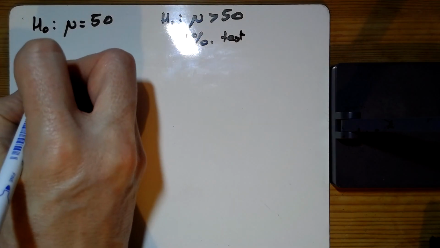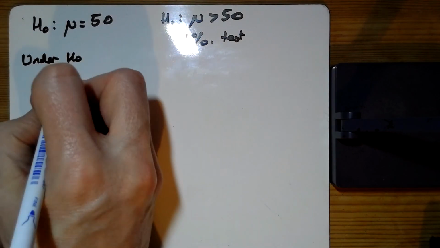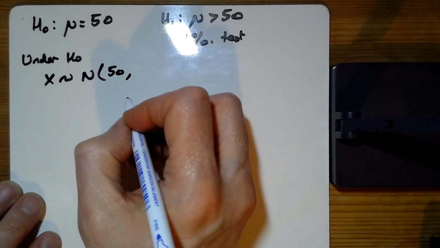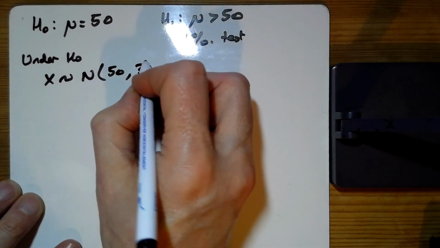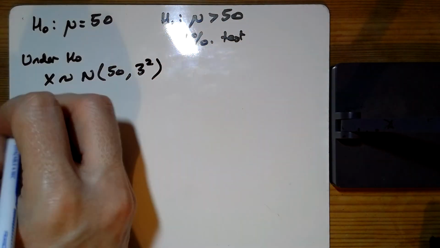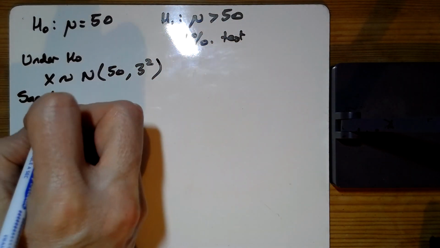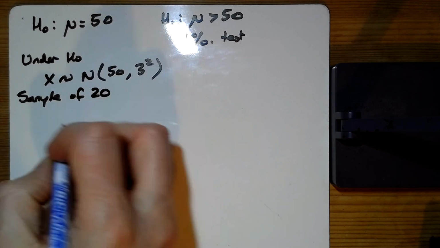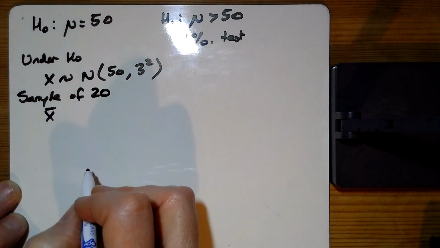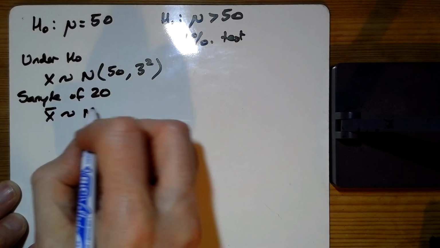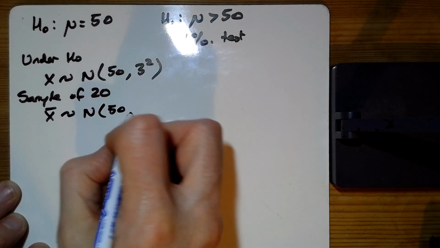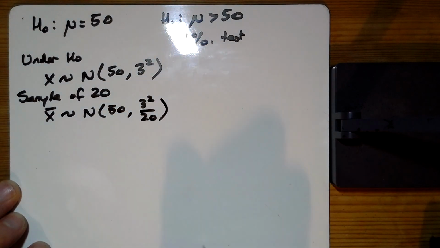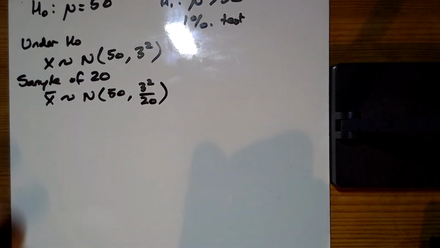Under H0, X is a normal distribution with a mean of 50, and it tells us that the standard deviation would be 3, or the variance would be 3 squared. But we're doing a sample to test this, a sample of 20. When we do a sample of 20, we look at the distribution of the means. The overall mean stays the same, but the variance gets 20 times smaller. Find the critical regions for this test.